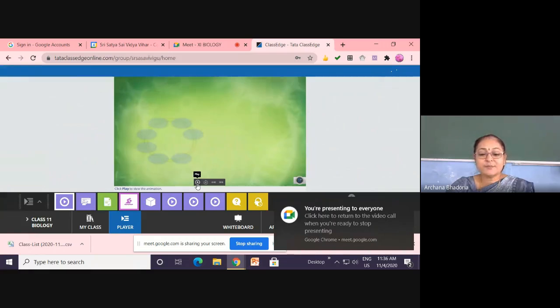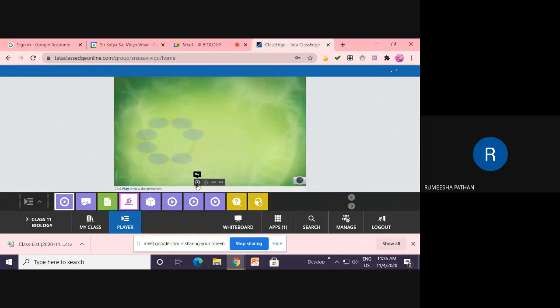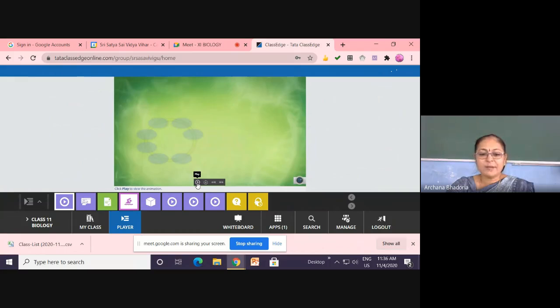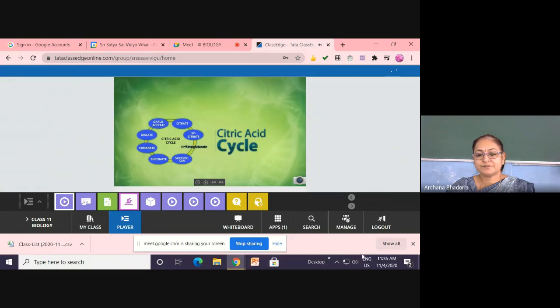My screen is visible to you all. Yes, ma'am. Okay, so now I'm playing the tricarboxylic acid cycle. What is it? Glycolysis, तो I hope everyone has understood. अगर glycolysis भी एक बार और revise करना है तो you tell me. So I will show you that also once again. Okay, but we will start with the TCA cycle and the electron transport system. Citric acid cycle.